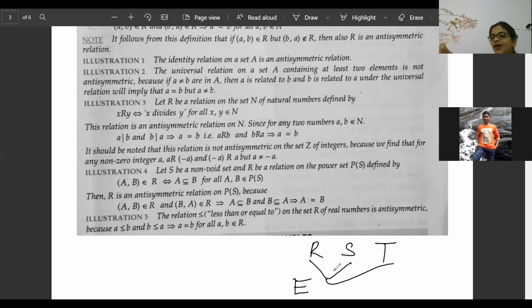If you forget everything, remember ABCD, PQRST. R is reflexive, S is symmetric, and T is transitive. So all these three are coming together. It is what? It is equivalence. Understood? So when the three of them come together, it is called an equivalence relation. Understood, everyone?